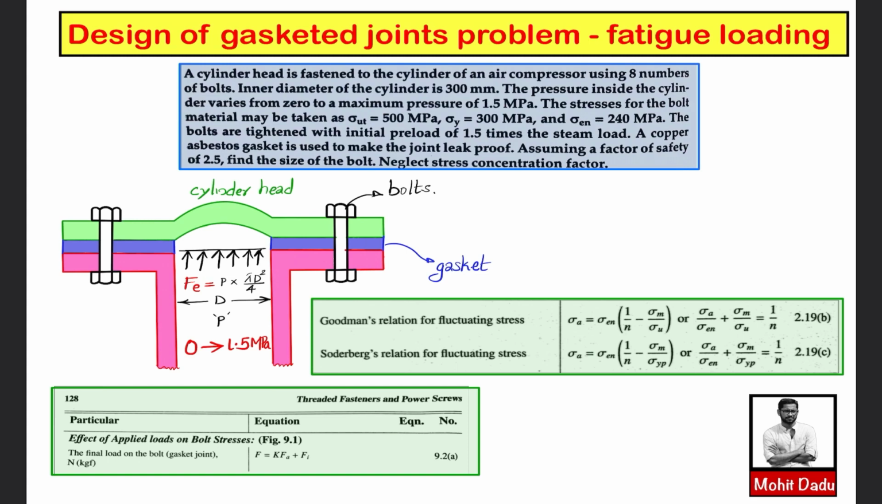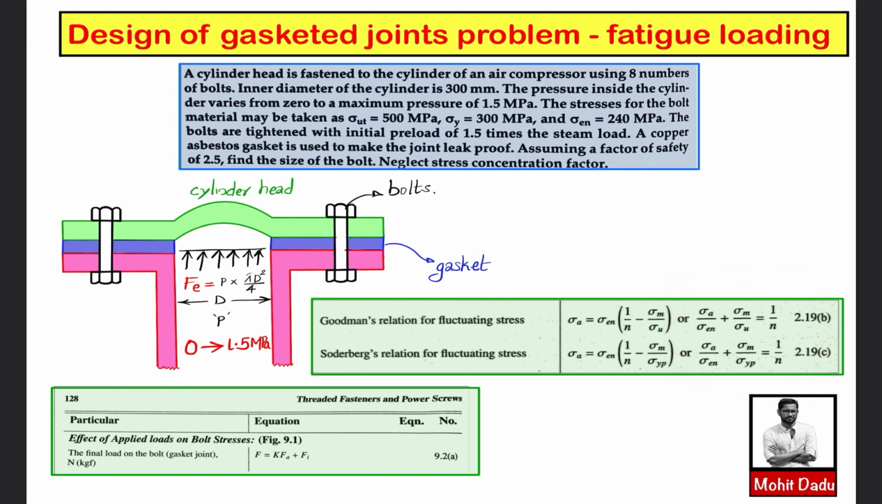Here, neglect stress concentration factor. Here we have to use the fatigue theories of failure, and you know that fatigue theories of failure are the Soderberg relation and Goodman relation. So we will have to use this expression. This is given in the data book in chapter 2, that means equations 2.19b and 2.19c. Here I am not taking any correction factors, otherwise it will contain correction factors like a, b, c. So here I will be solving by the simple expression.